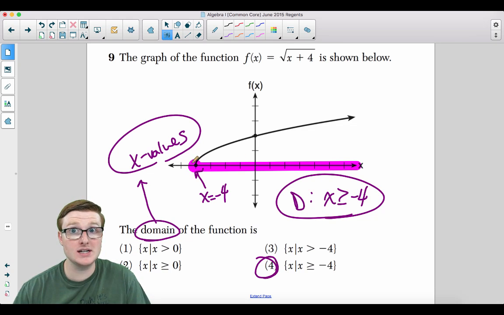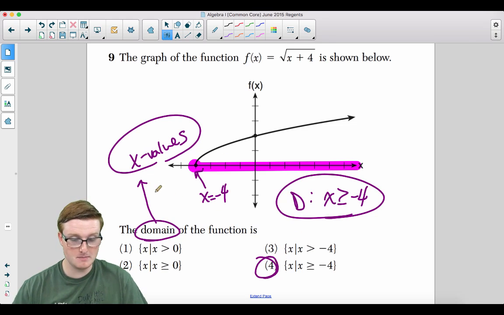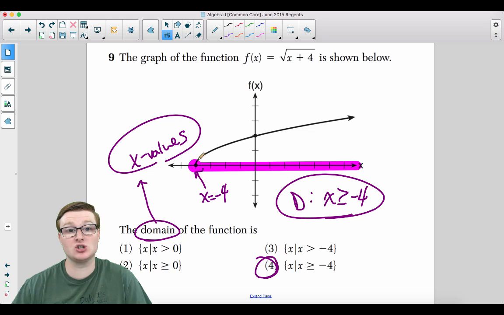It's bolded and shaded in, so that's why it has to be choice 4. Choice 3 would be the answer if this was an open circle, which it's not in this case.